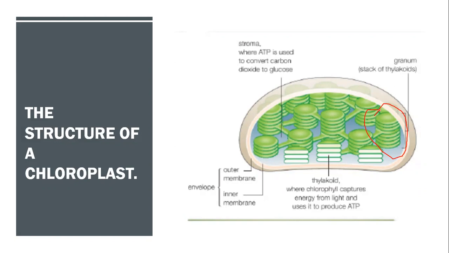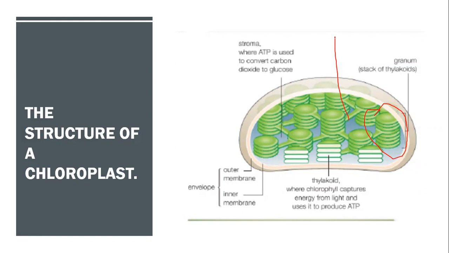The grana are joined to each other by lamella. So lamella are going to be over here. If you look, this is lamella. Lamella are going to be joining the grana with each other. What are lamella? Lamella is the extension of your thylakoid membrane. So the extension of the thylakoid membrane is known as the lamella, and lamella is going to be joining the grana with each other.